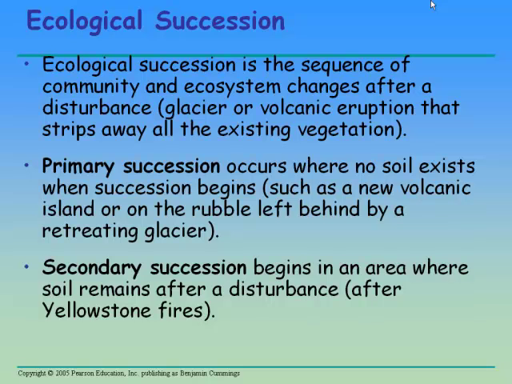So, ecological succession. It's the sequence of community and ecosystem changes after disturbance. Glacier, volcanic eruption that strips away all the existing vegetation. So primary succession occurs where no soil exists when succession begins, such as a new volcanic island or the rubble left behind by a retreating glacier, or perhaps an area that's been flooded and all the vegetation's been swept away. Secondary succession begins in an area where soil remains after disturbance.